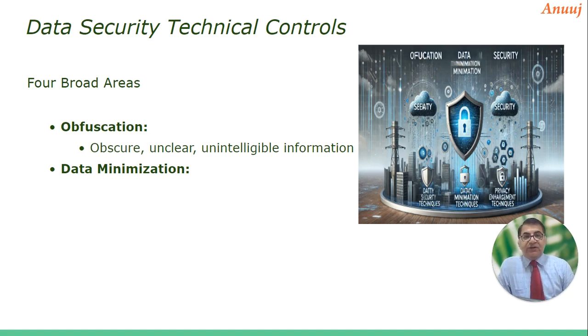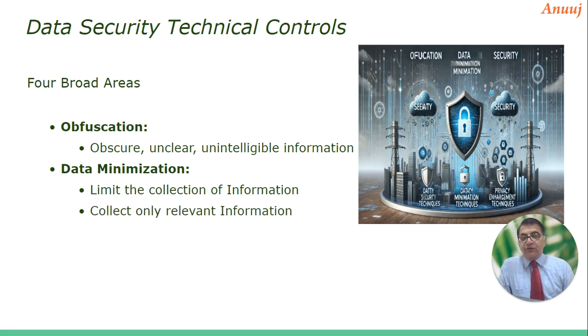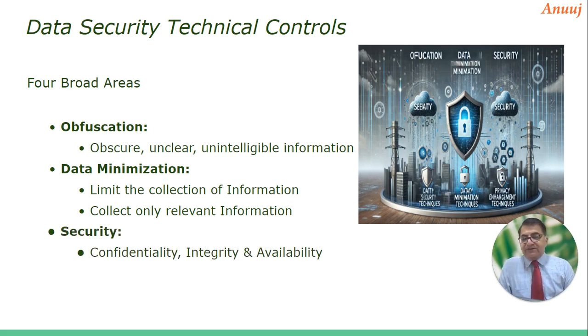Data minimization, again a new term you can say from privacy point of view. You need to collect only the minimum data that you need for processing for the relevant purpose. No extra collections. Very, very relevant and limited data. Data security, we just spoke about CIA triad in the previous slide. Confidentiality, integrity, and availability needs to be maintained.